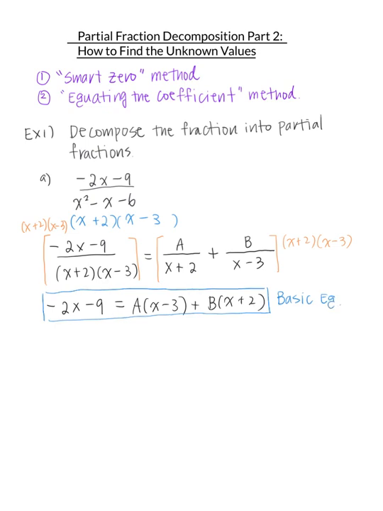Now let's start out with the smart zero method. So what is that? Basically you need to find the zeros of the denominator. Set x plus 2 equal to 0, then x has to be negative 2. Set x minus 3 equal to 0, then x has to be 3. So the smart zeros, let me just write.